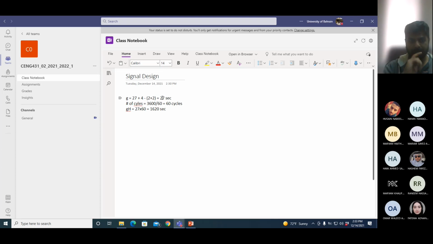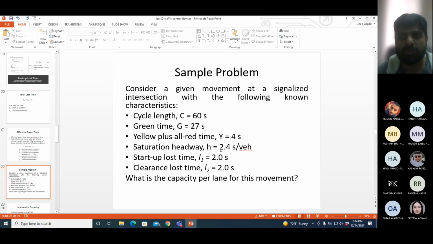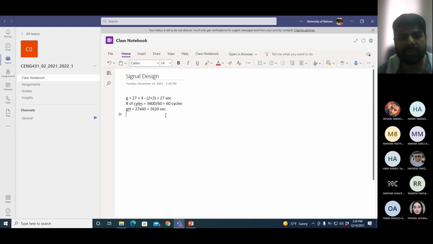Now remember, I defined effective green time as the time during which the interval between the vehicles is equal to h, the saturation headway. So if I want to calculate how many vehicles can pass in 1620 seconds, I know the interval between the vehicles, which is 2.4 seconds. During these 1620 seconds, vehicles are passing with an interval of 2.4 seconds. So how many vehicles can pass in 1620 seconds? That is the capacity.